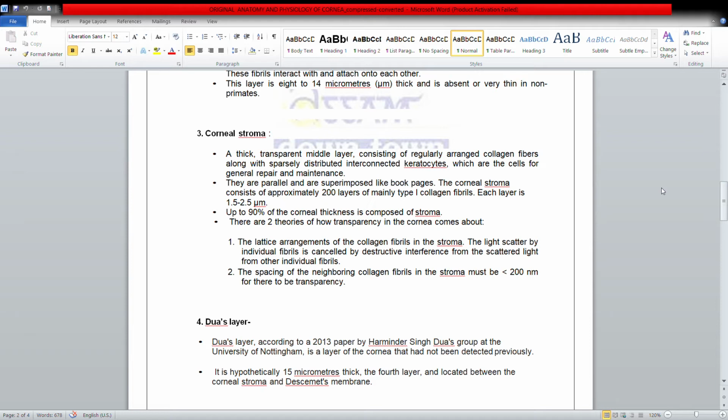First one, the lattice arrangement of the collagen fibrils in the stroma. The light scattered by the individual fibrils is canceled by destructive interference from the scattered light from other individual fibrils. And secondly, the second theory is that the spacing of the neighboring collagen fibrils in the stroma must be less than 200 nanometers for there to be transparency.